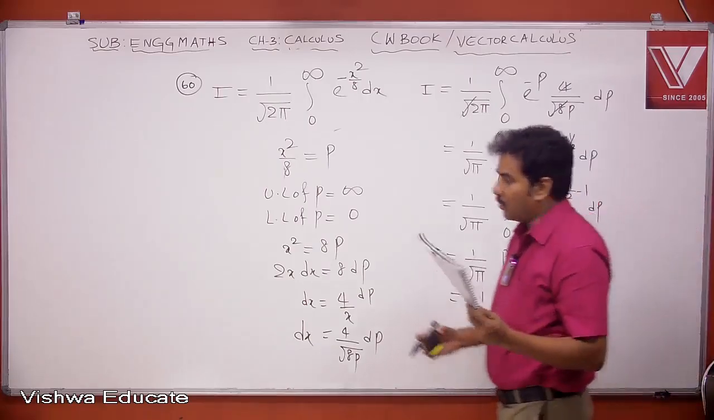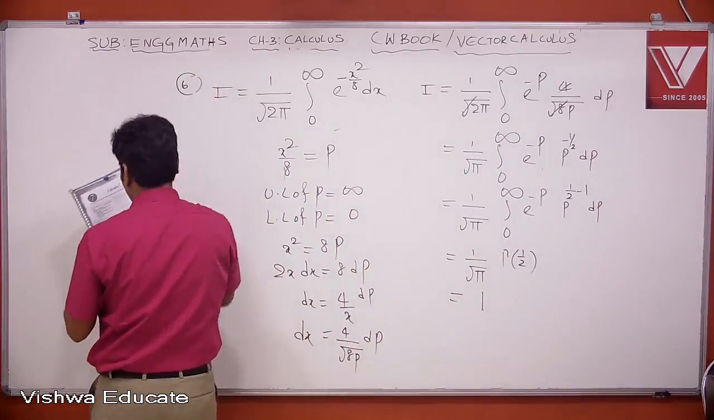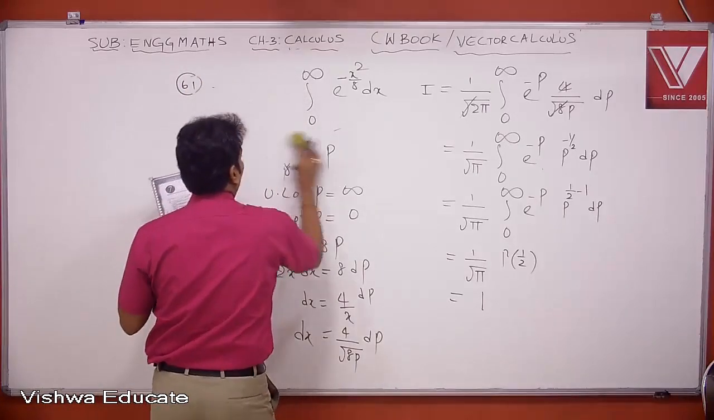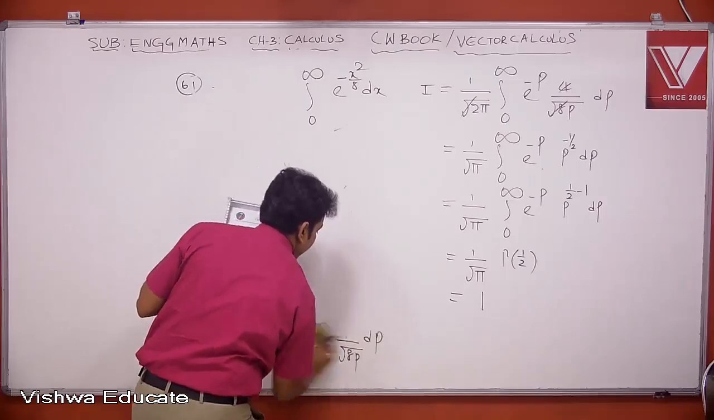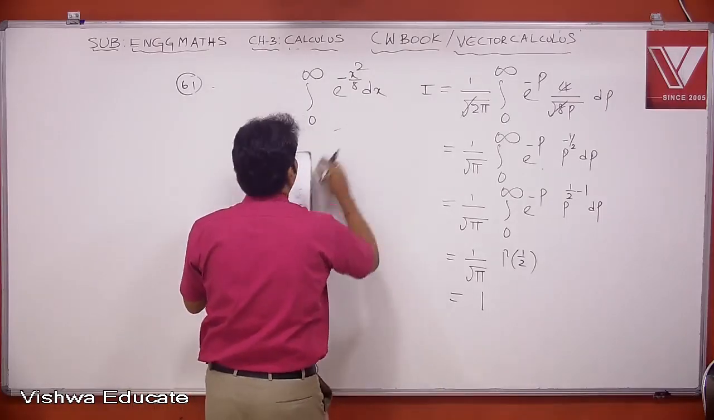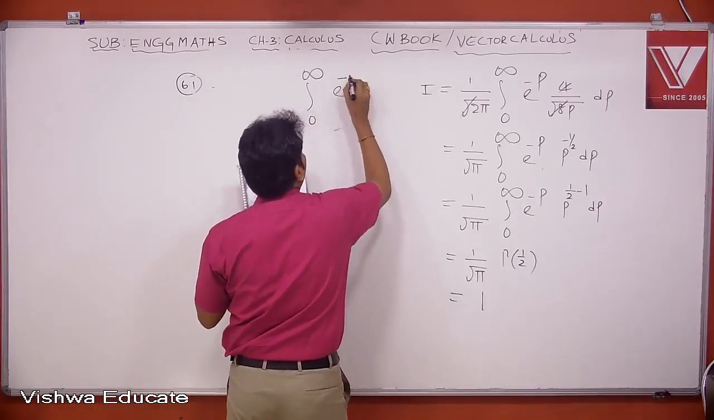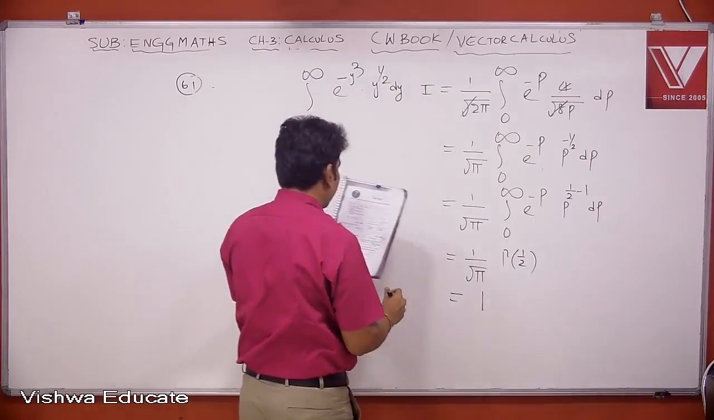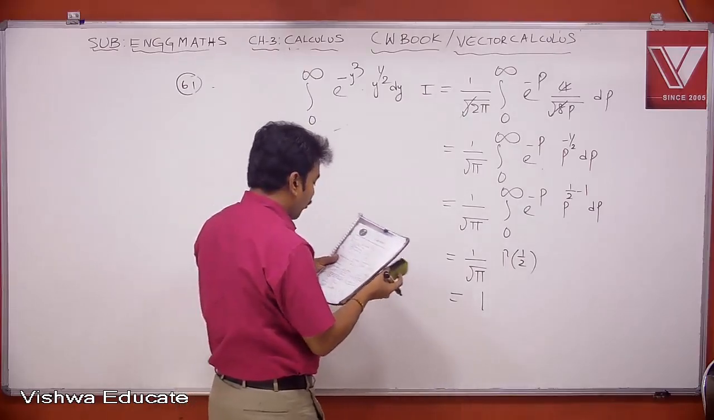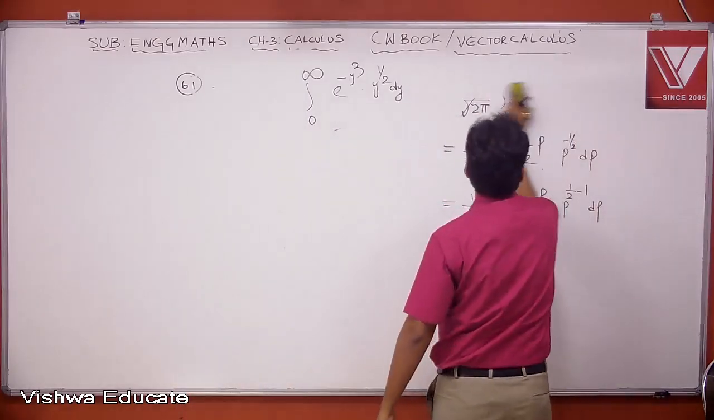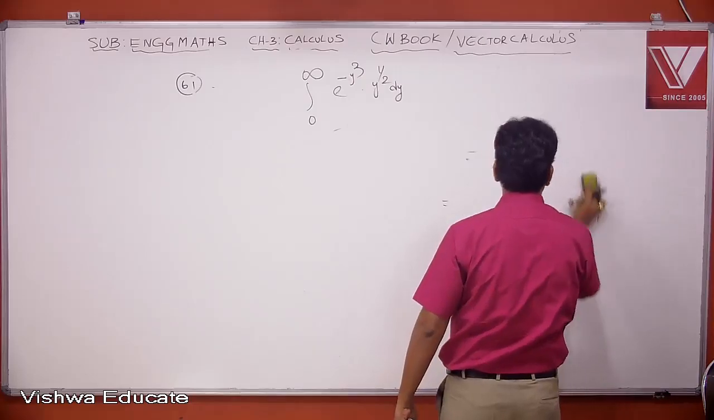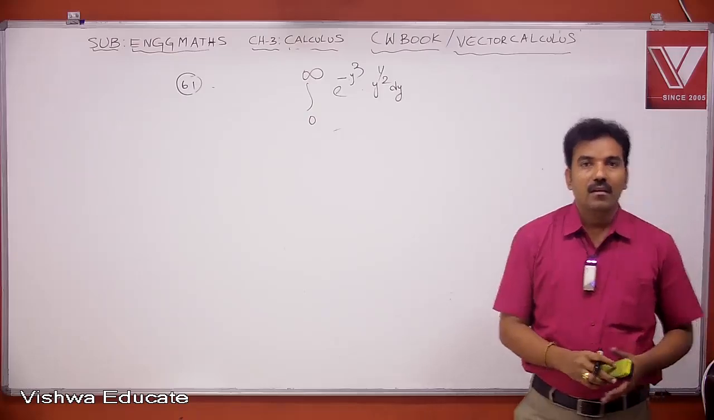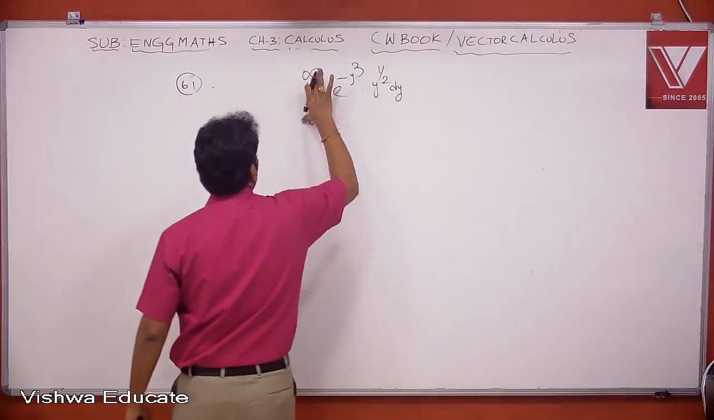Now next we move to question number 61. The value of integral 0 to infinity e power minus y cube into y power 1 by 2 dy is blank. Now let us handle this. Limits are flexible to apply the gamma function.